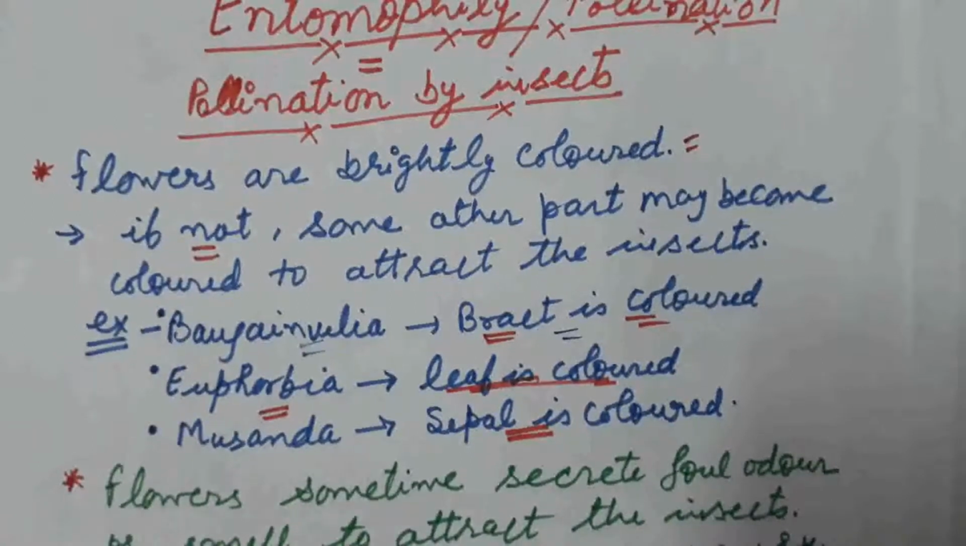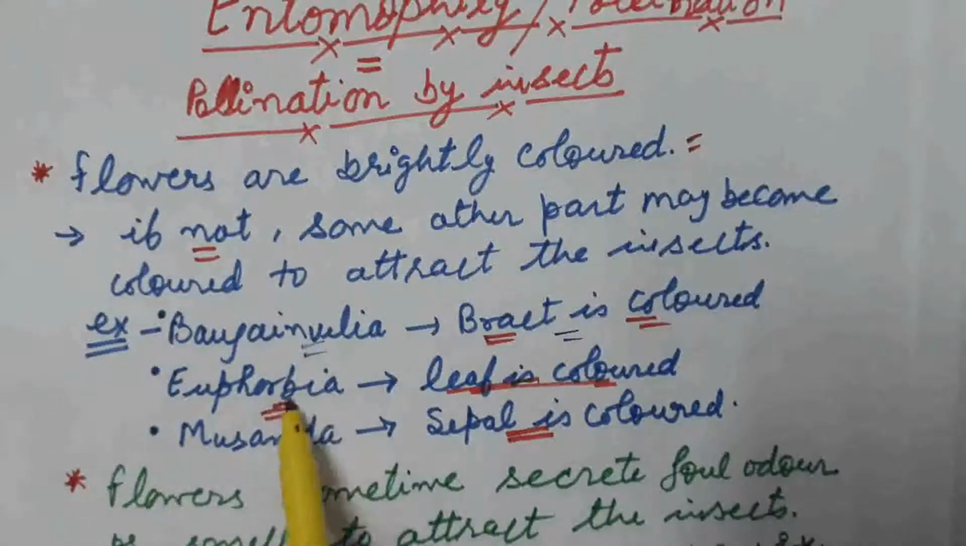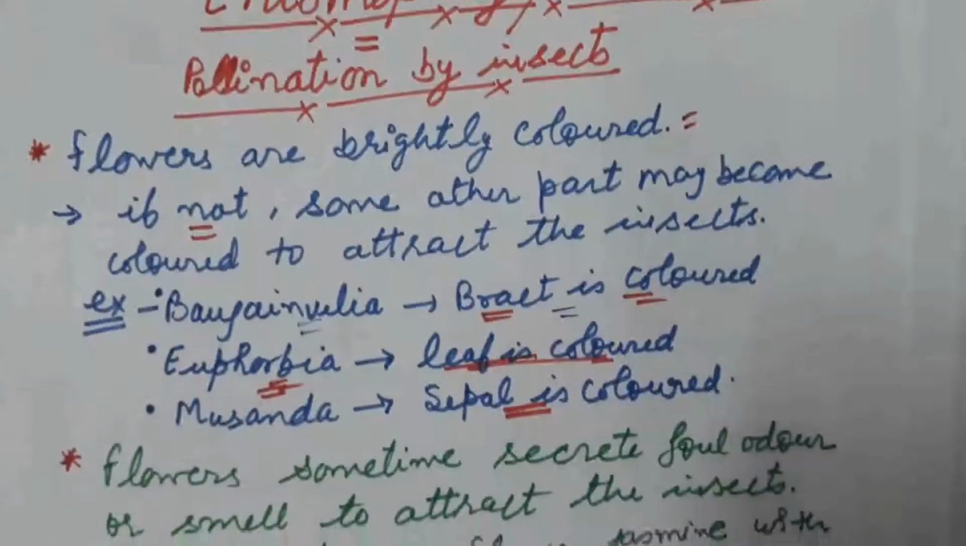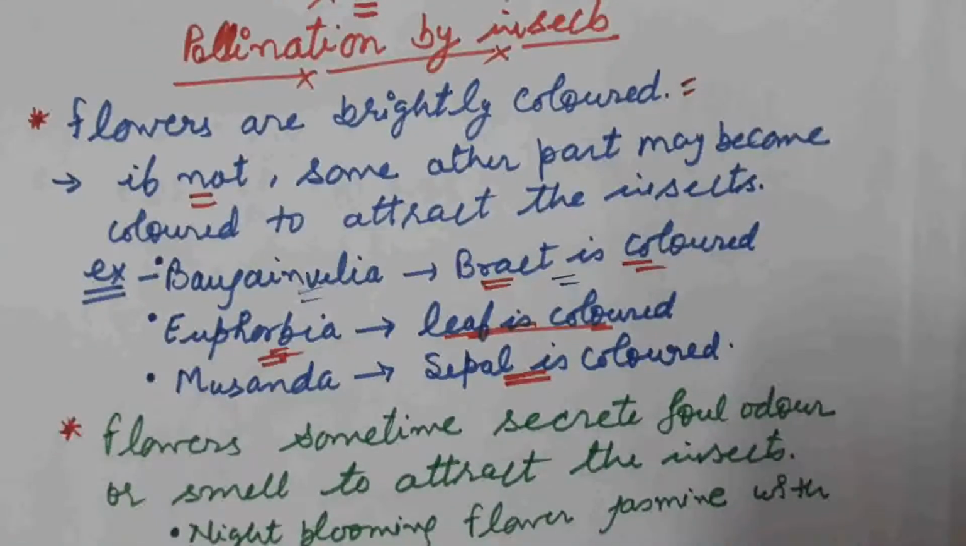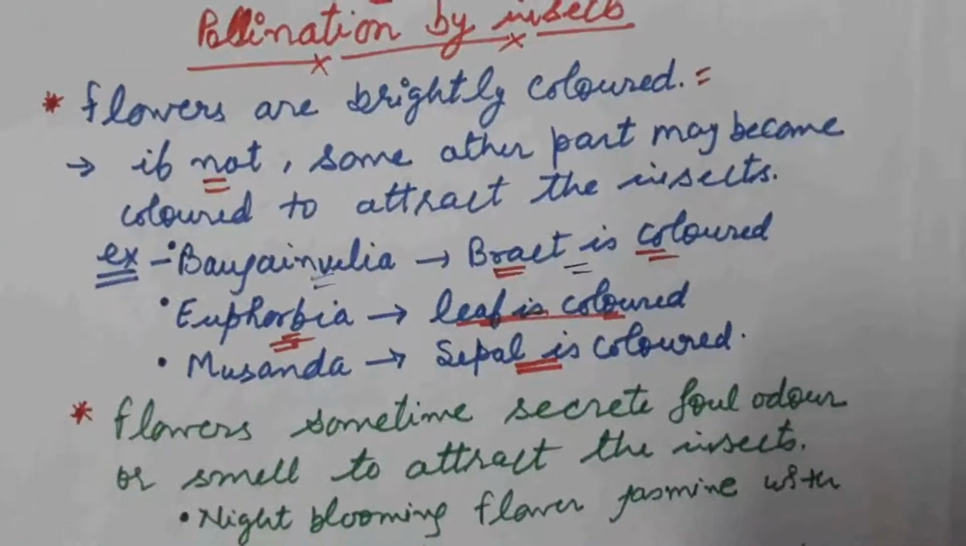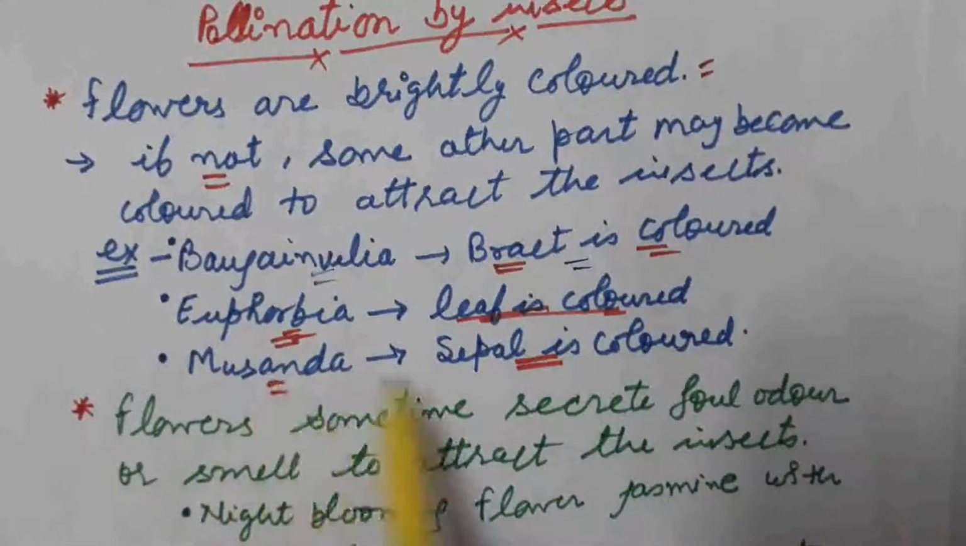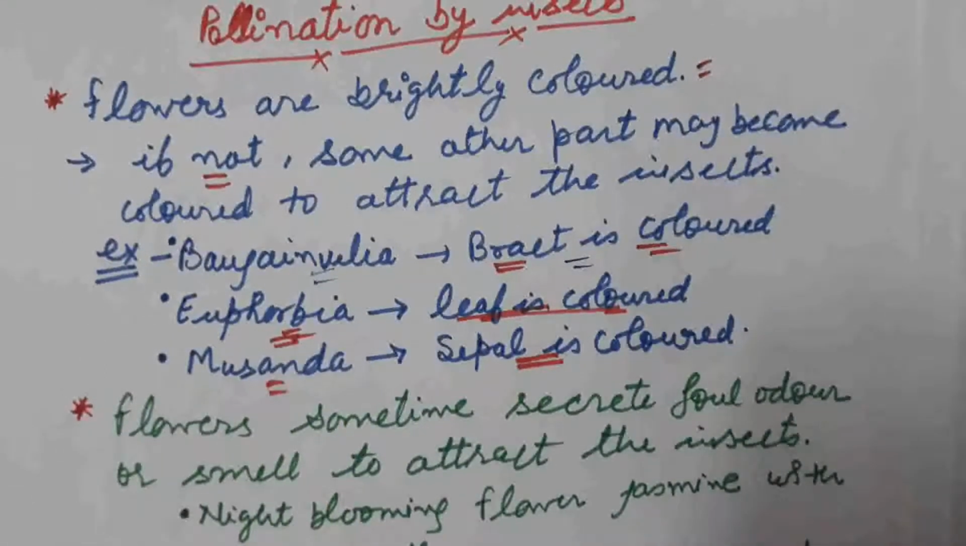In case of Euphorbia, the leaf becomes colorful and helps in entomophily. In case of Mussaenda, the sepal becomes colorful, so they attract the insect for pollination.